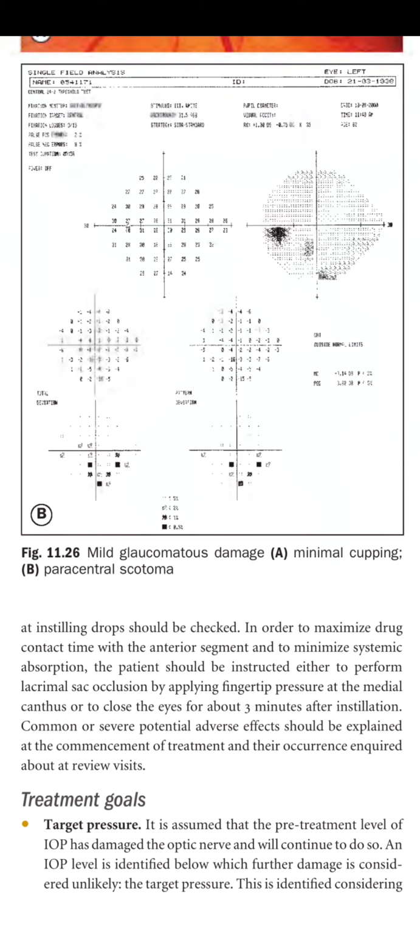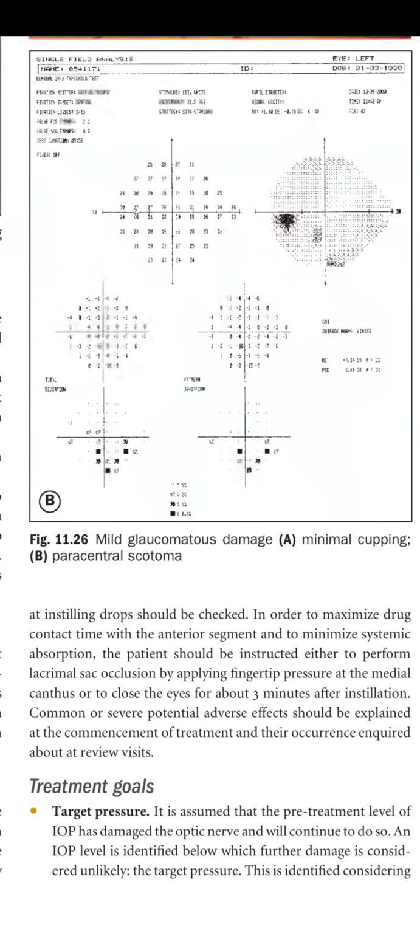The patient should be instructed either to perform a lacrimal sac occlusion by applying fingertip pressure at the medial canthus, or to close the eyes for about 3 minutes after the instillation. Common or severe potential adverse effects should be explained at the commencement of the treatment, and their occurrence inquired about at the review visits. So basically, you have to tell the patient how to instill the drop.